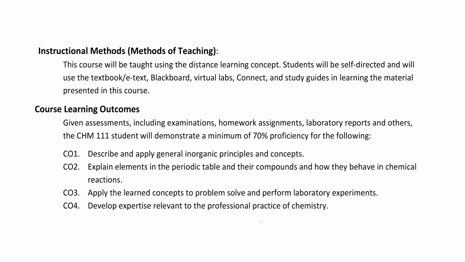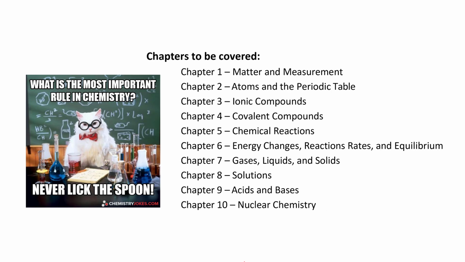This is a traditional class. These are your course outcomes. You're expected to have 70% proficiency when you complete this to have actually passed the course. However, you can make a D in this course, but it typically will not transfer. We're going to cover 10 chapters, and those start with matter and measurement and end up with nuclear chemistry. So we do a survey of all of these topics of chemistry.